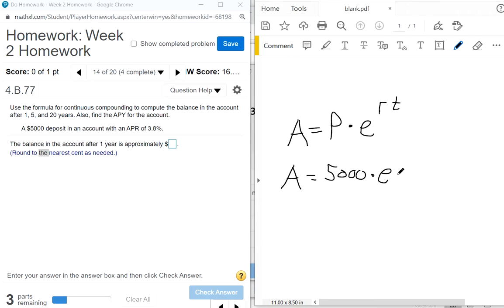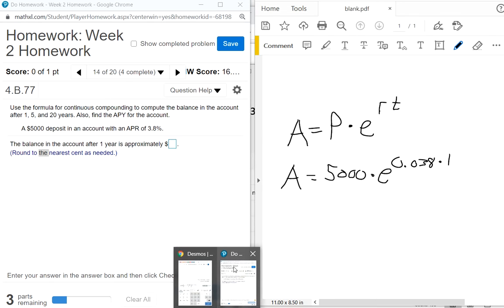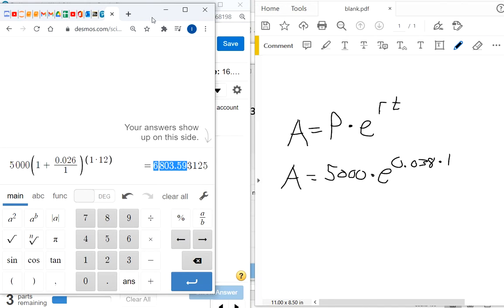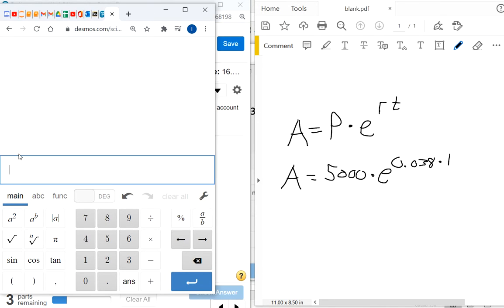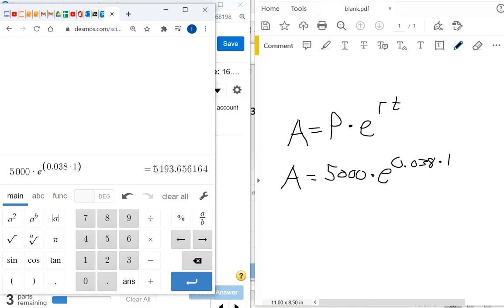E is a number, so we're going to punch that in the calculator in just a second. R, our rate, is 0.038 as a decimal, and then it's after 1 year, so our time period is 1. So this is what we want to plug into our calculator, minus the A. So we do 5,000 times e to the 0.038. And if you try to do times 1, that's okay this time, but it kicks it down out of the exponent position. So if you need to have everything stay in the exponent, you've got to wrap it in parentheses.